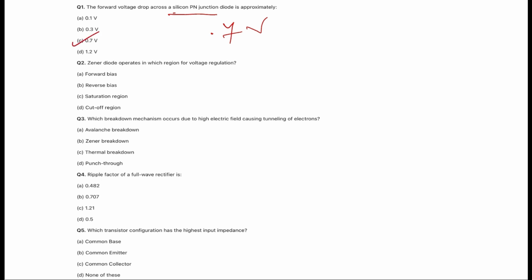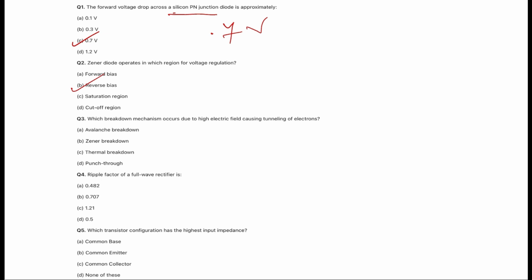Next question. The Zener diode operates in which region for voltage regulation? Option A, forward bias. Option B, reverse bias. Option C, saturation region. Option D, cutoff region. We know that for voltage regulation, the Zener diode is usually operated in the reverse breakdown region or the reverse bias region. So the answer is option B.